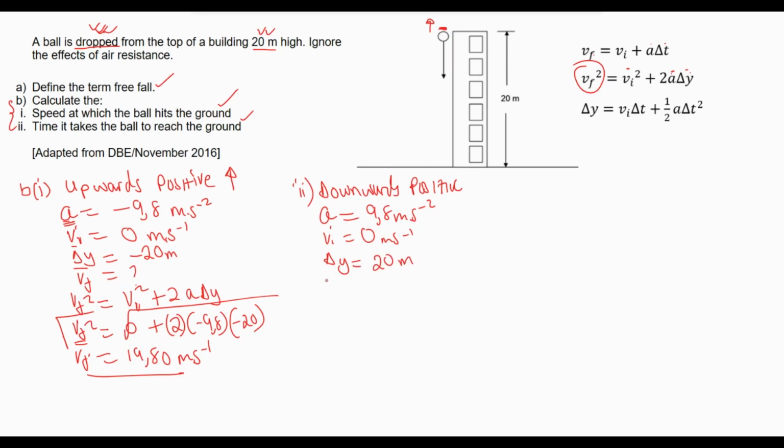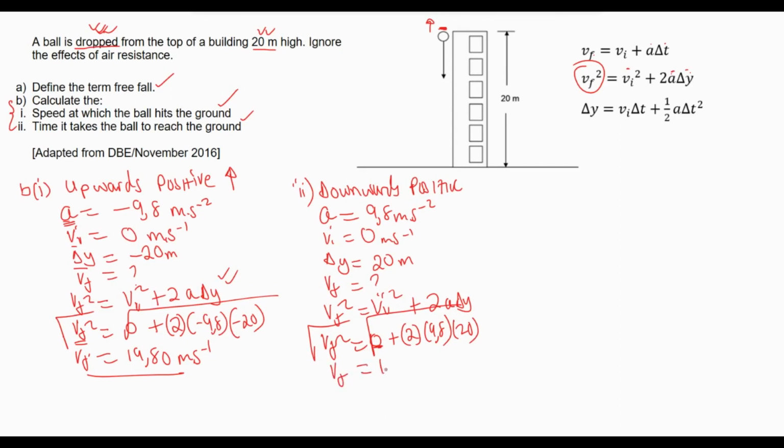Now we have everything, and we want to find our final velocity. So we're using the same equation. Final velocity squared is equal to initial velocity squared plus 2 times acceleration times displacement. Our final velocity squared is equal to 0 plus 2 times 9.8 times 20. Square root both sides to get your final velocity. 0 squared is 0, that's why I put 0 there. Final velocity is 19.80 meters per second.